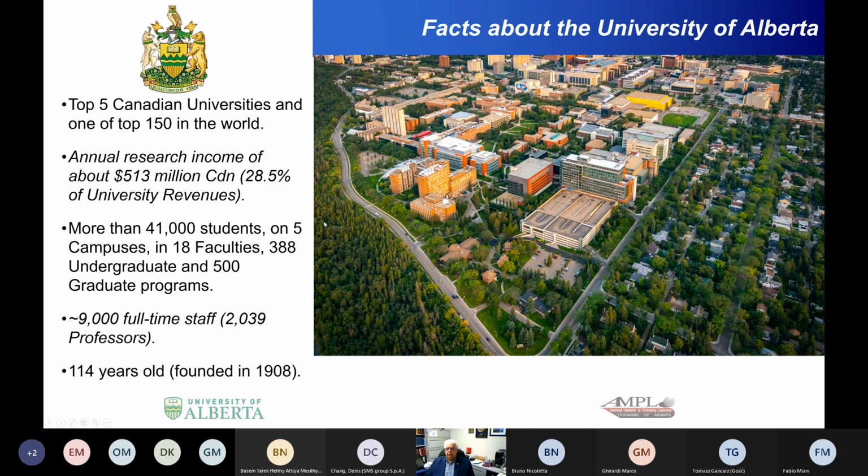And about the University of Alberta, we're a very large university. We're one of the largest in the top 5 in Canada. Where you see engineering here in this portion of the campus, and this is where I'm currently sitting. We have about $500 million average annual income in terms of our research in the university, and we've got about 41,000 students. We've got about 18 faculties on 5 campuses, almost 400 undergraduate programs, and 500 graduate programs.